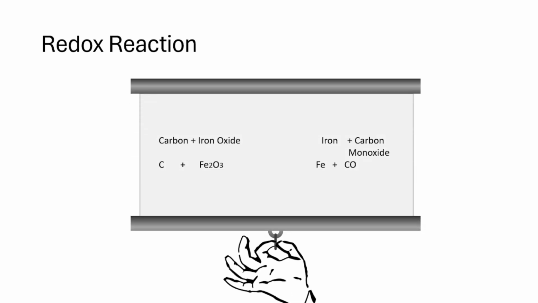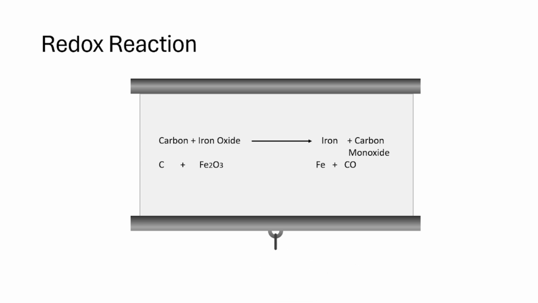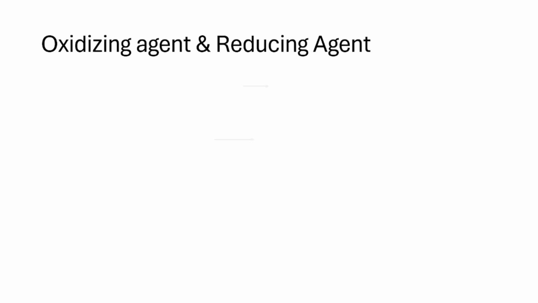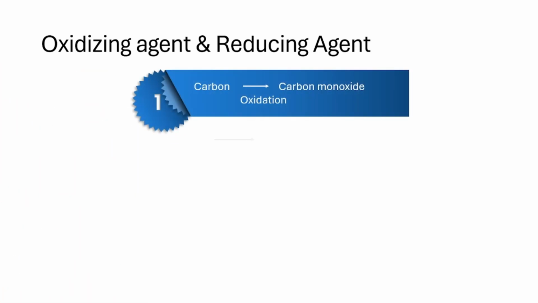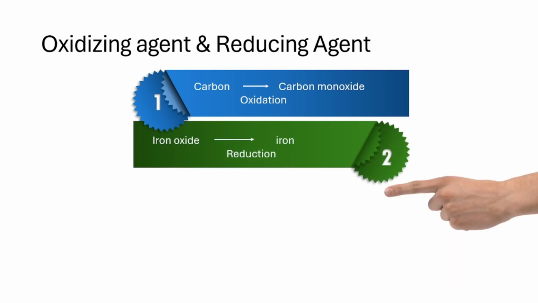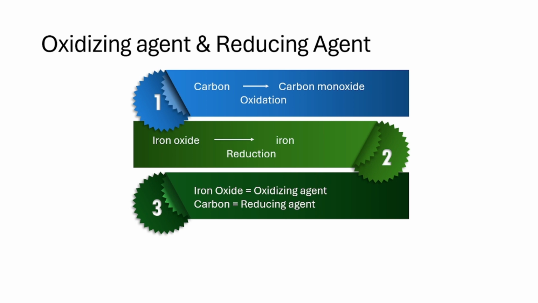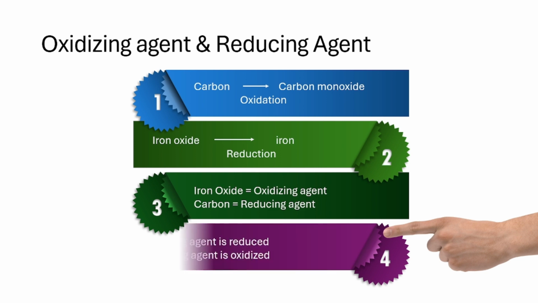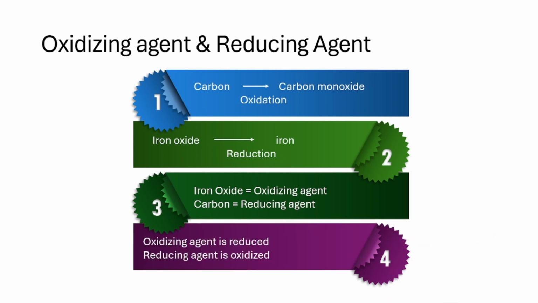When carbon reacts with iron oxide, it results in the formation of metallic iron and an oxide of carbon, which is carbon monoxide. Oxidation and reduction happen in the same reaction, so this is an example of a redox reaction. Carbon forms carbon monoxide by reacting with oxygen, which is oxidation. On the other hand, oxygen is removed from iron oxide to form iron, which is reduction. Iron oxide acts as an oxidizing agent because it helps carbon to oxidize to carbon monoxide. Likewise, carbon behaves as a reducing agent because it helps iron oxide to change to iron metal. Hence, in this redox reaction, the oxidizing agent is itself reduced, and the reducing agent is itself oxidized.